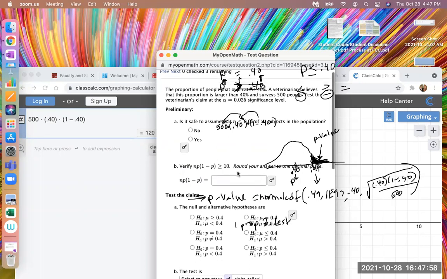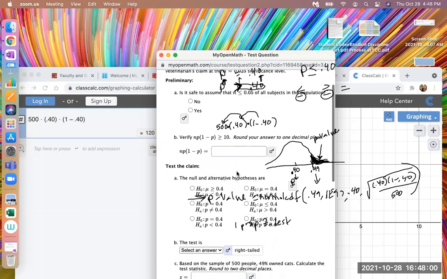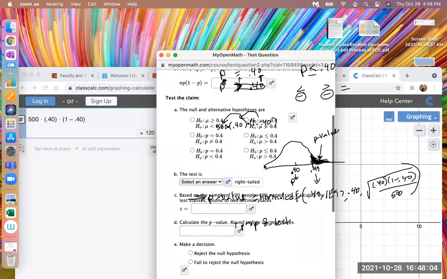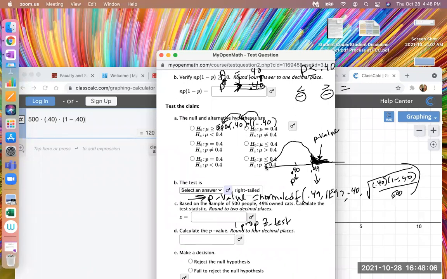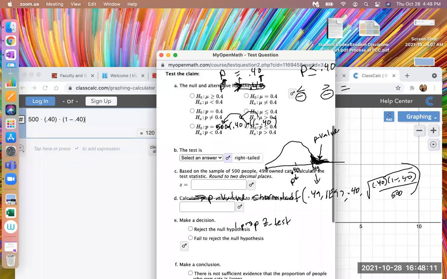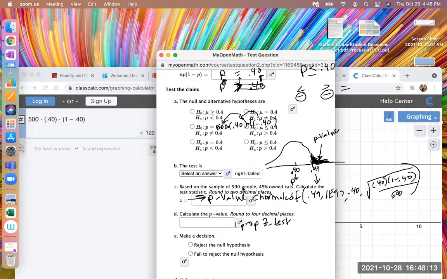They want to test the claim at alpha equals 0.25. And so we stated the hypotheses: the claim is that the proportion is larger than 0.4. And then they went ahead and did a sample of 500. 49% of those people in that sample, which they're giving us, is what we call a p-hat. That's the proportion coming from the sample. So 49% of those 500 people owned cats, and they said calculate the test statistic.